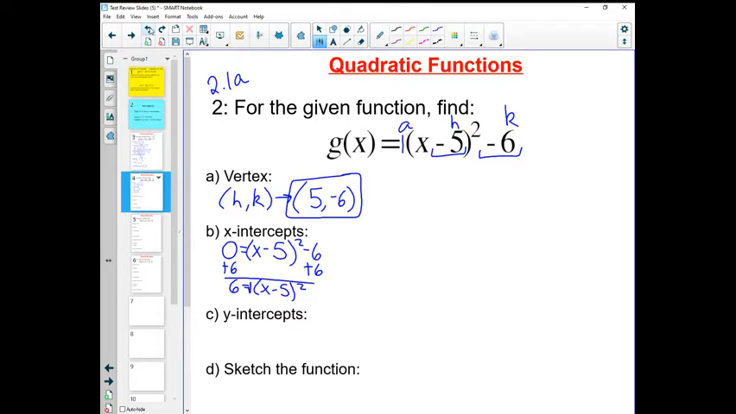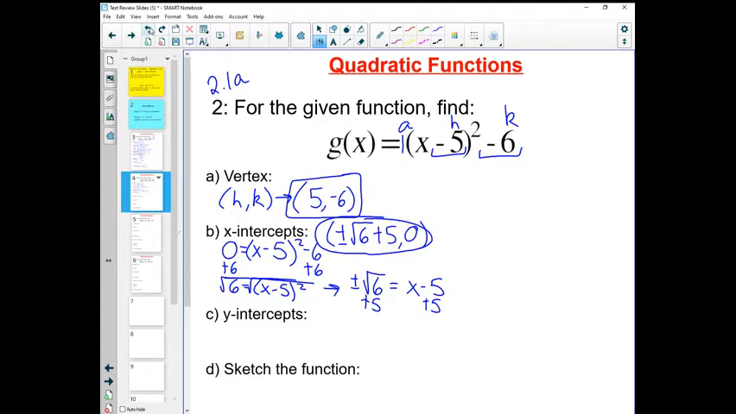Next, I'm going to take the square root to undo the squared function. The square root of 6 is just the square root of 6. Because we took a square root, there needs to be a plus or minus there. Now to get x by itself, I'm going to add 5 to both sides. So the x-intercept is plus or minus √6 plus 5, 0. And that is written as an ordered pair because it's an intercept.